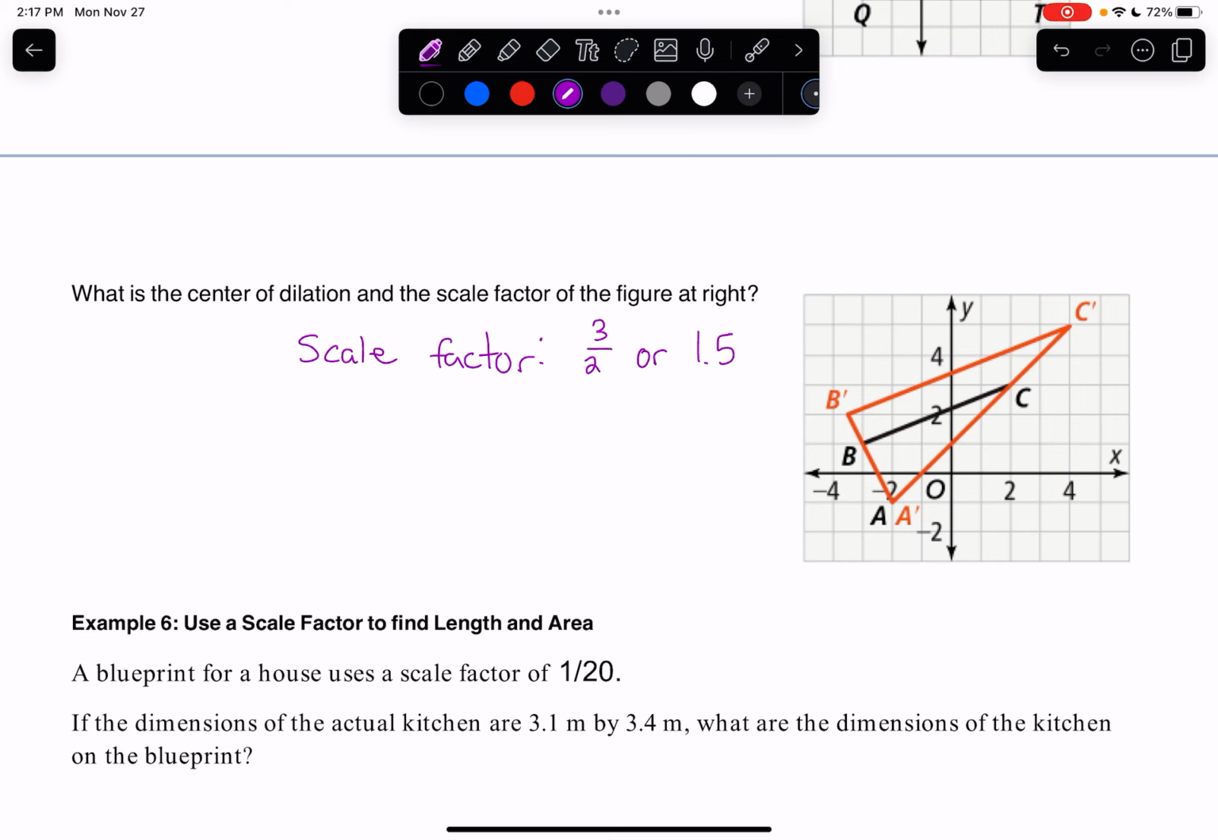Or A prime C prime is 1.5 times as long as AC. So I can use that information to give me the scale factor if I didn't want to use the distance formula to find out exactly how long each of these sides are. And then the center of dilation is pretty easy to see as well, because the center of dilation is the spot the shape is growing from. It's also the point that does not change between the pre-image and the image. So that center of dilation is going to be point A. We're growing away from point A as we go.